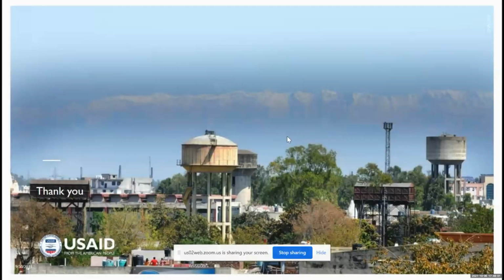With that, ladies and gentlemen, I will present the image that we are all familiar with, from Punjab, where a young man took this photograph after seeing, for the first time in 30 years, what it looks like to have clean air because of the pandemic. It's doable, and we hope to be a partner for the government of India to do this.